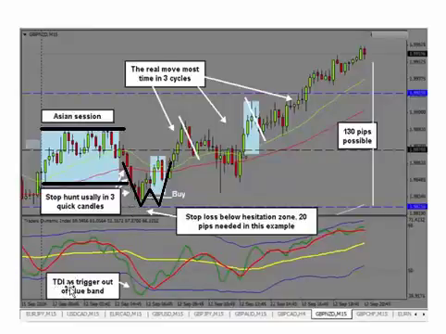You could have bought at this point with a 10 pip, 15 pip stop set below the hesitation zone. And in this trade, the dealer took the pair up, and there was 130 pips possible on this trade. And there's your 3 pushes right there. 1, 2, 3.